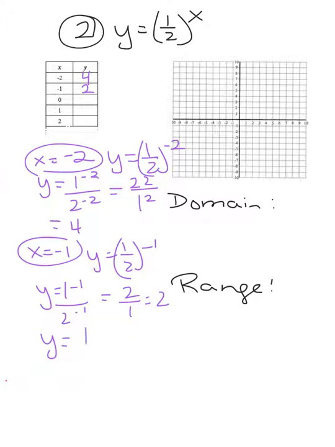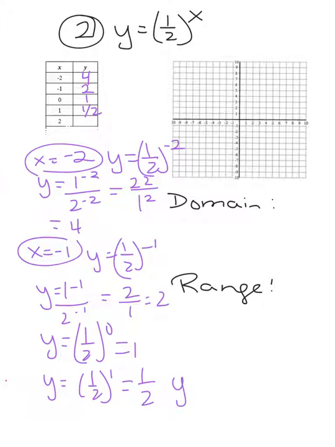If I have y is equal to 1/2 to the 0 power, that equals 1. Y is equal to 1/2 raised to the 1 power. That gives me 1/2. And my last one, y is equal to 1/2 raised to the second power, gives me 1 to the second power over 2 to the second power, which is 1/4.